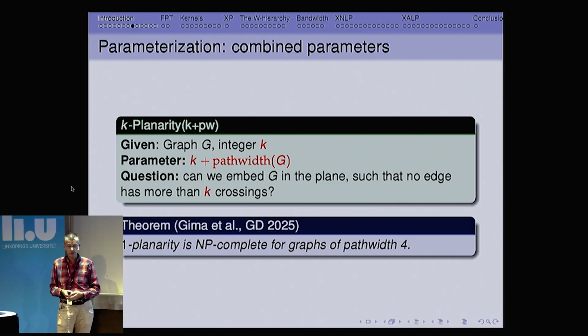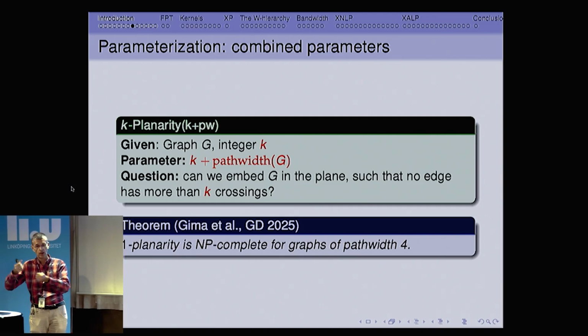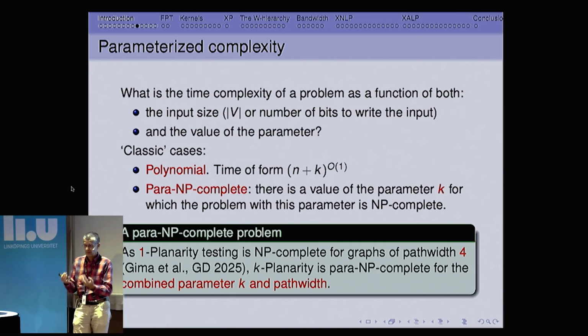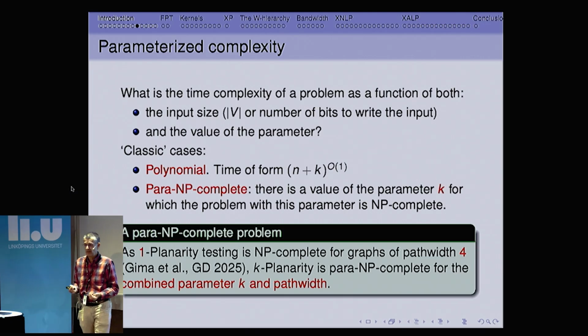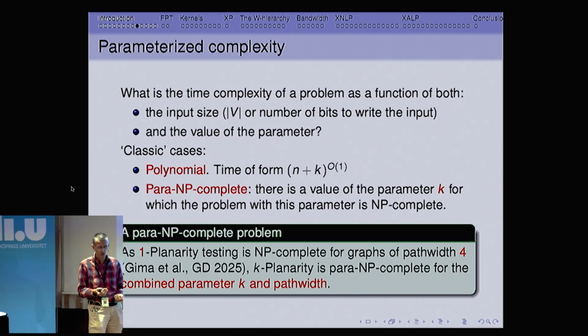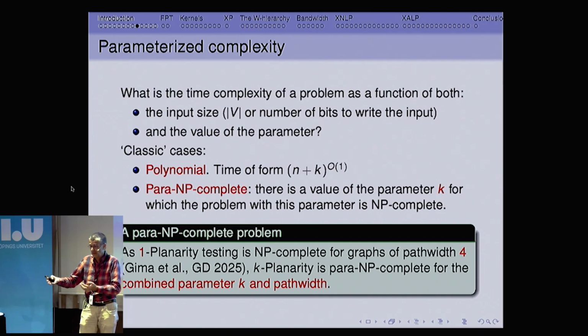And we saw this in the first talk of this conference, where the proof was given that k-planarity is NP-complete for graphs of path width 4. So now we have even the sum of two parameters, namely the number of crossings per edge plus the path width as my combined parameter here. So, as I said, the question is really, what is the time complexity as a function of both input size and parameter? The most well understood cases are the classic ones, where the problem is polynomial: there is a polynomial time algorithm solving it in a polynomial of the sum of the input size and the parameter.